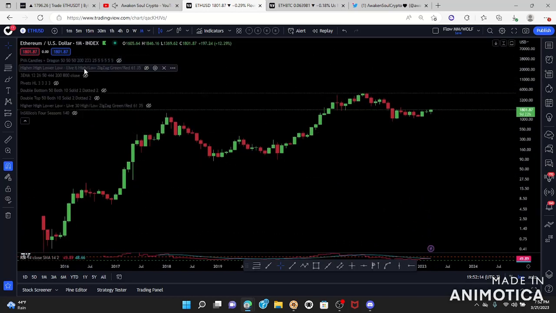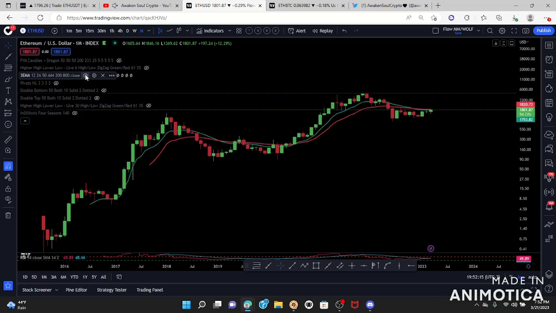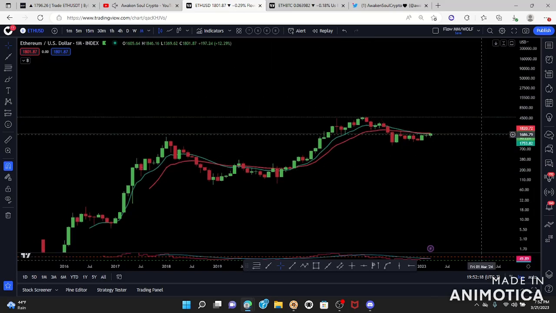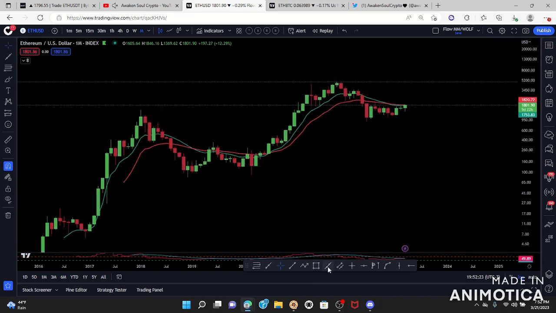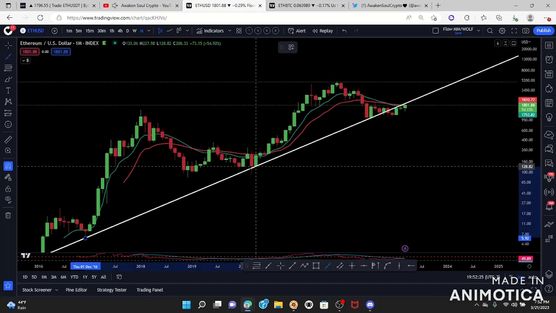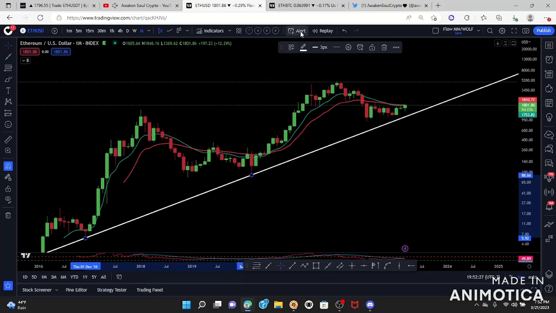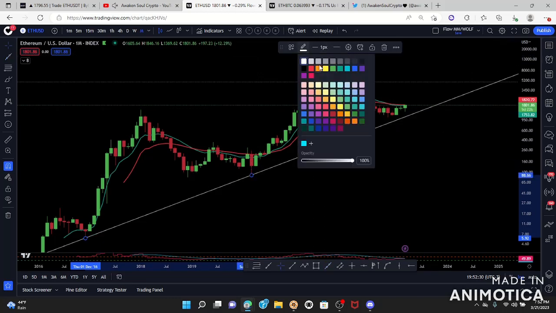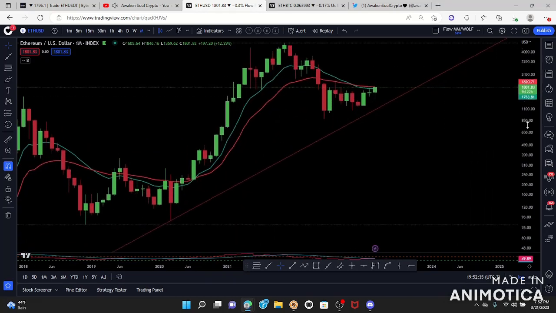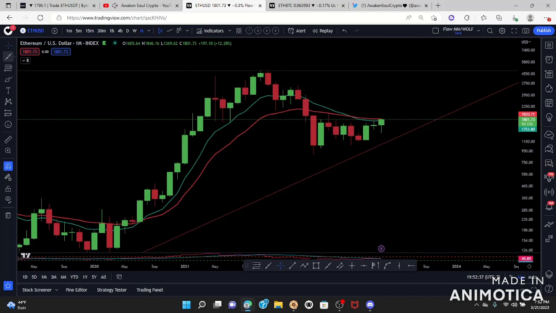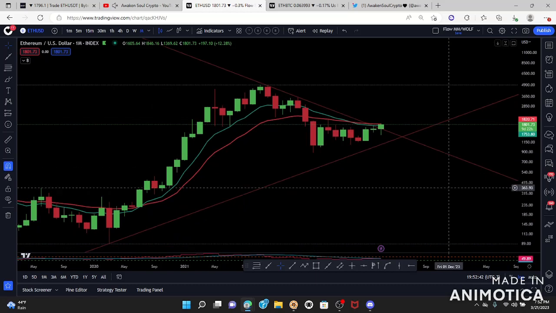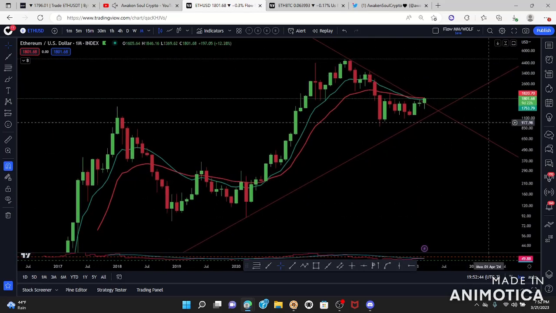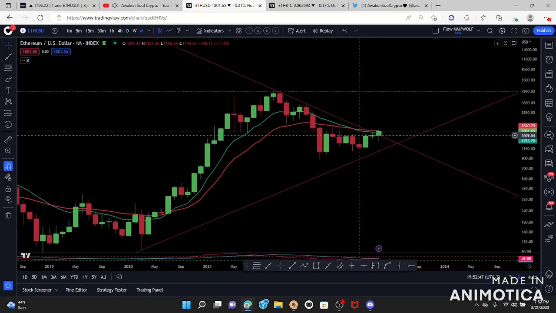I'm going to turn on my 12 and 26 EMAs. We are going to set some trend lines here. We're going to do one touch, two touches here. So this would be our major support, and then our major resistance, one touch, two touch, and we're breaking up to the upside on our resistance. So we have support and resistance on our monthly.